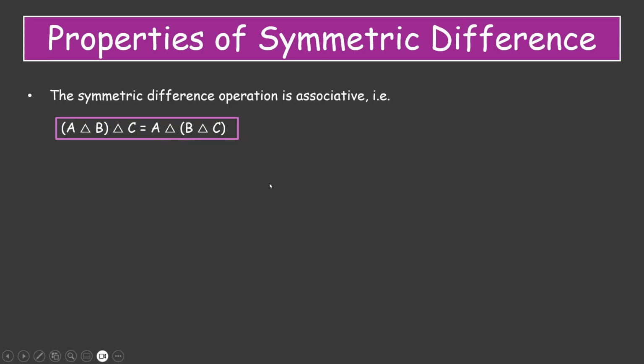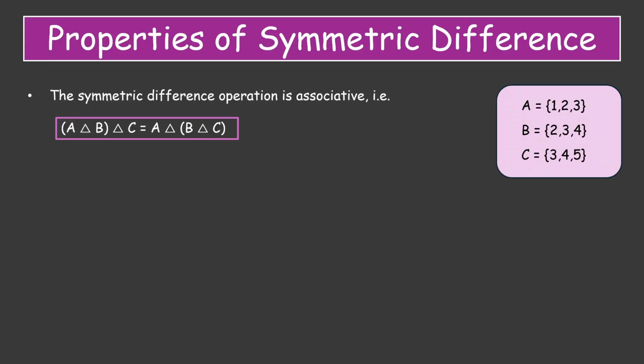Now, let us try to see this in action using an example. So we have three sets A, B, and C. A has elements 1, 2, 3, B has 2, 3, 4, and C has 3, 4, 5. Now let us first look at the left hand side. Let us first find the symmetric difference of A and B. So this is union of A minus B and B minus A. Elements which are in A but not in B. A has 1 to 3 and 1 is not in B. So 1. And to this we do union of elements which are in B but not in A. Only 4. So 1 and 4.